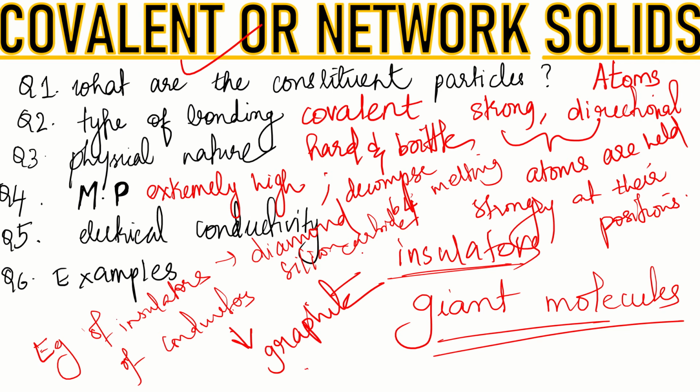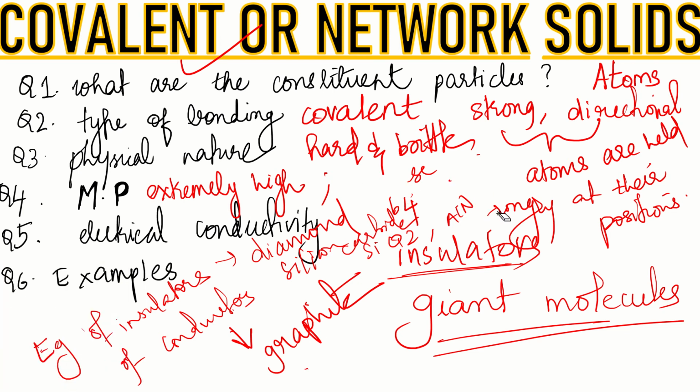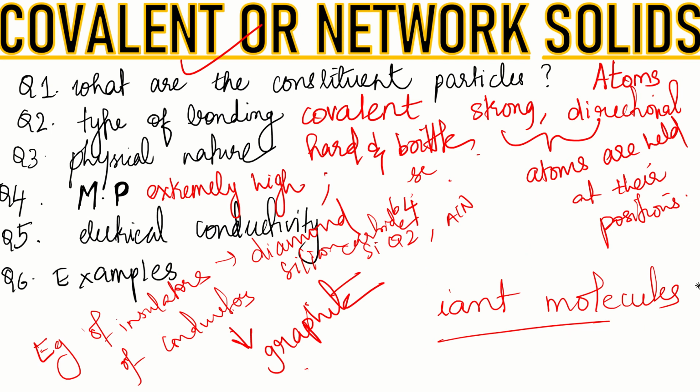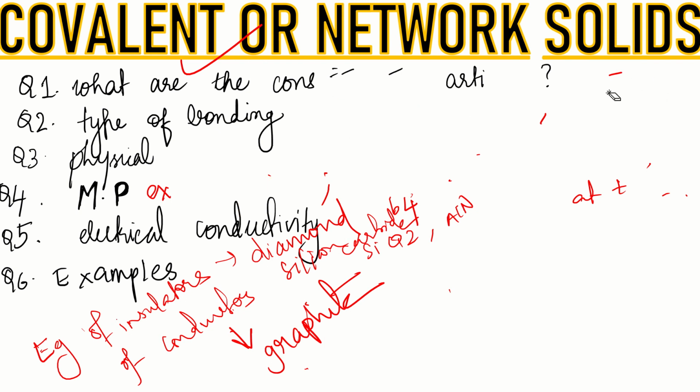We have SiO2, AlN. There are many. Okay, so these are the examples. I'll just erase the other points so that you can see clearly. So these are the examples: diamond, silicon carbide, SiO2, AlN. And examples of conductors are graphite, and that's the only example of conductors.